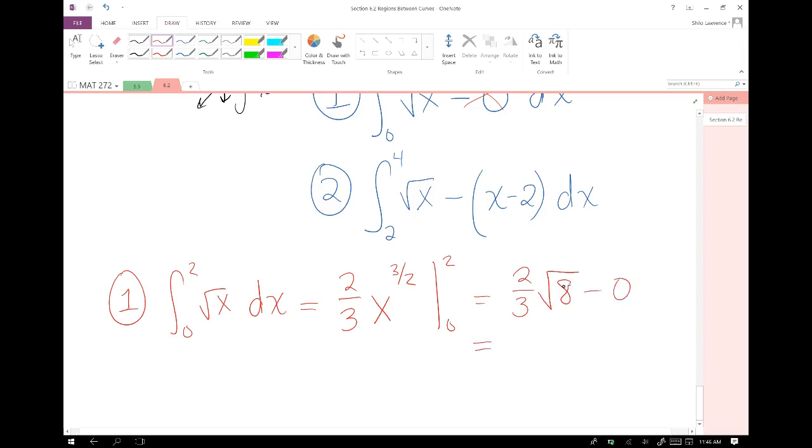So that first one, we can simplify this a little bit. Square root 8 is 2 root 2. So this turns into 4/3 radical 2. So that's our area for region 1.